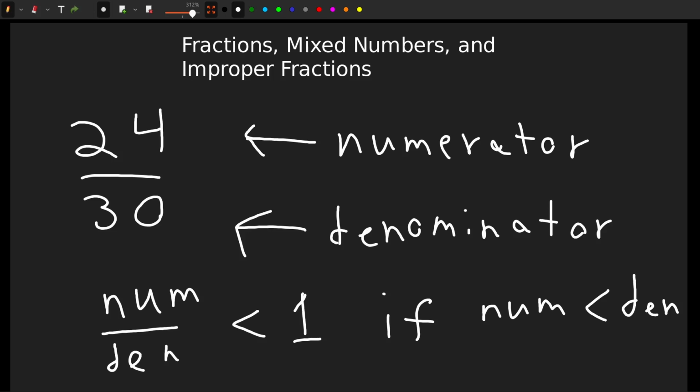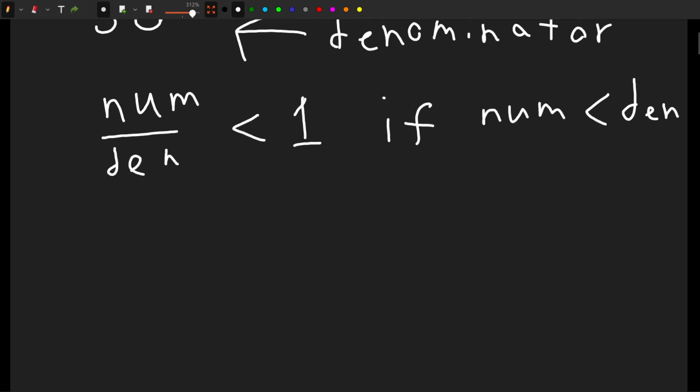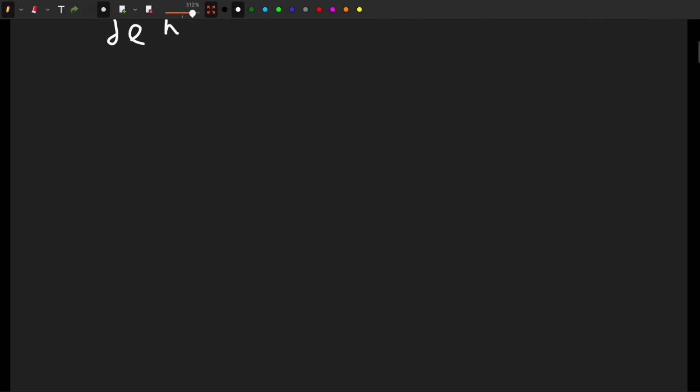We'll be talking also about improper fractions where they're the opposite. Improper fractions is where the numerator is greater than the denominator. But for right now, for the first part of this video, we'll be talking about fractions where the numerator is less than the denominator. And so let's talk about simplifying fractions. That's one of the most common things we do with fractions.